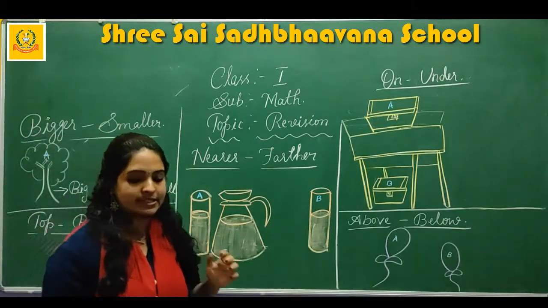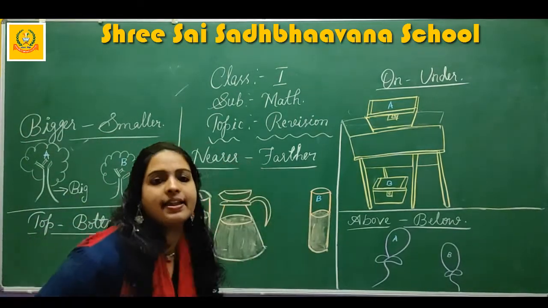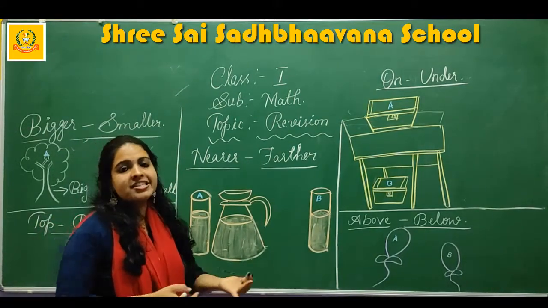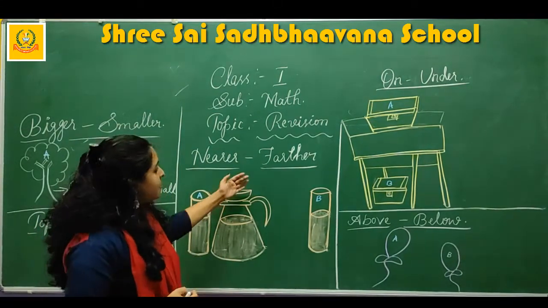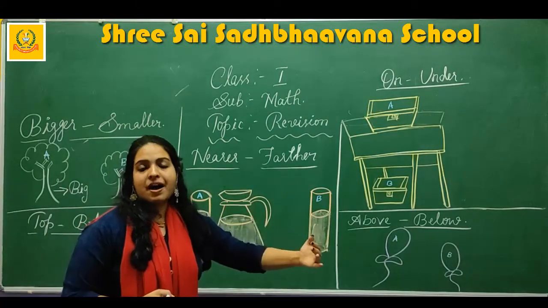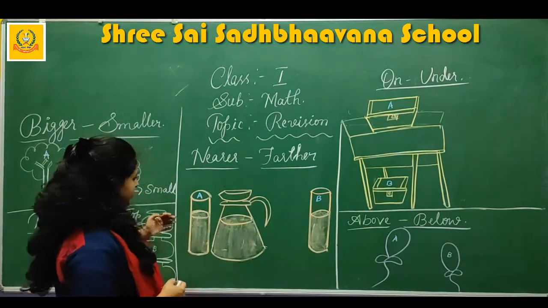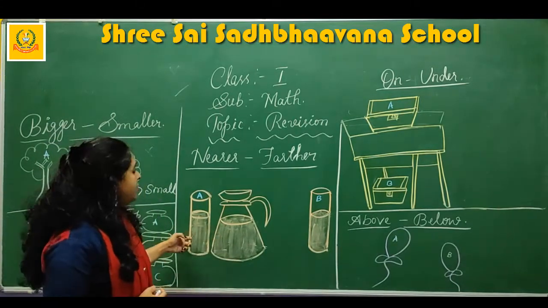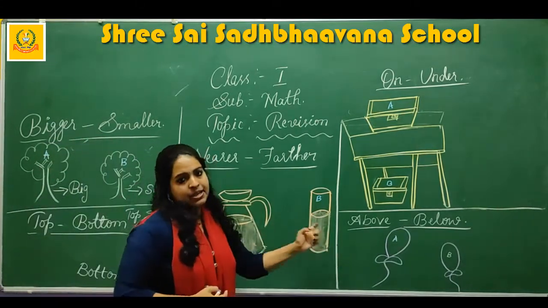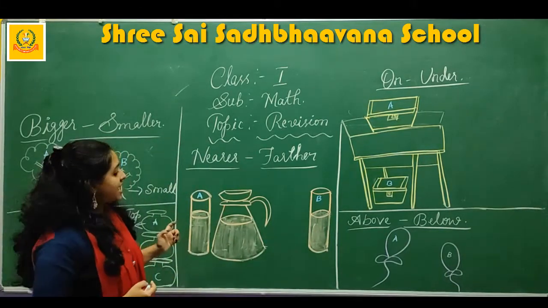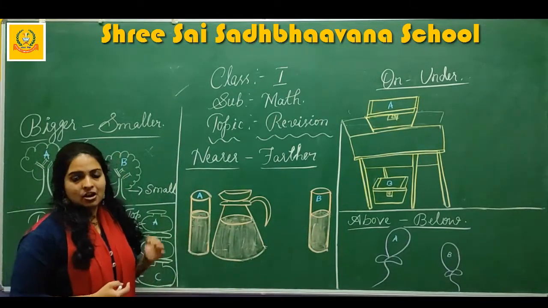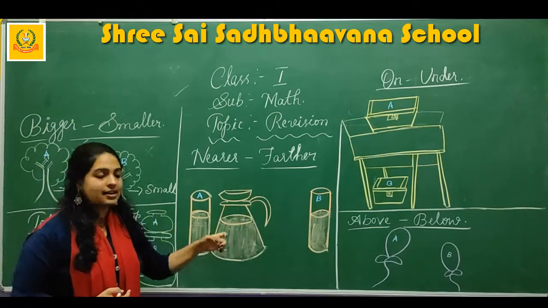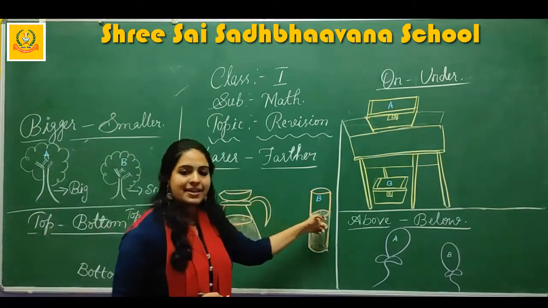Nearer and further. Yes, what is that? Nearer means near to us, which is close to us. Further means which is far away. Okay? Yes, see here. Can you see the jug here, children? Jug and two glasses are there. Now you have to tell me which glass is nearer to the jug. Glass A or glass B?